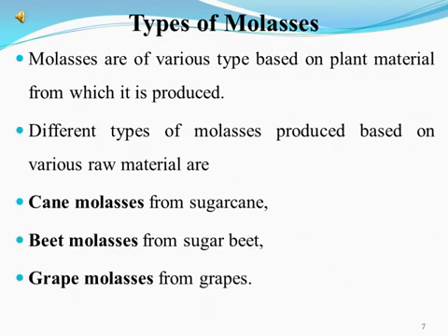Types of molasses. Molasses are of various types based on the plant material from which it is produced. Different types of molasses produced based on various raw materials are cane molasses from sugar cane, beet molasses from sugar beet, grape molasses from grapes, etc.